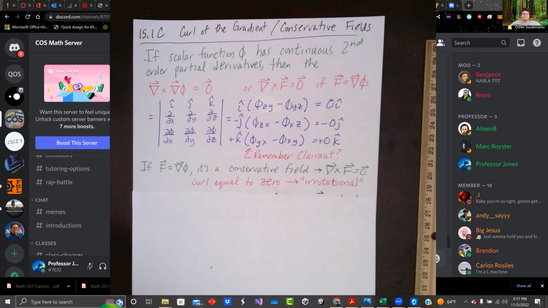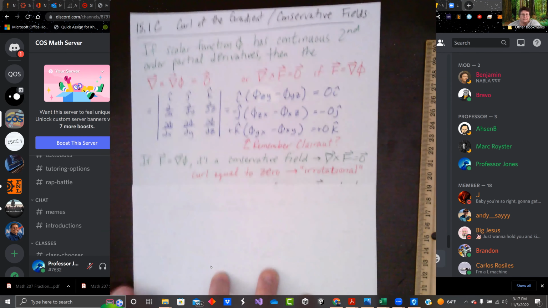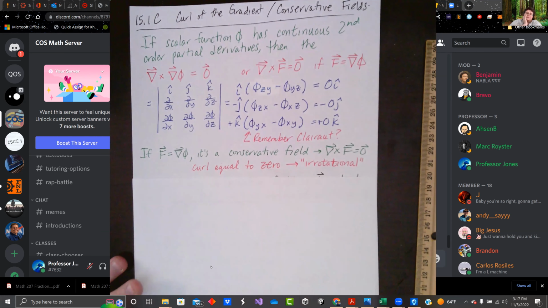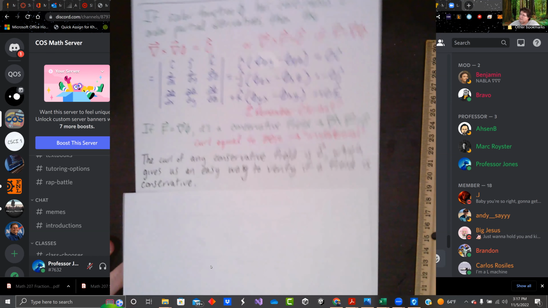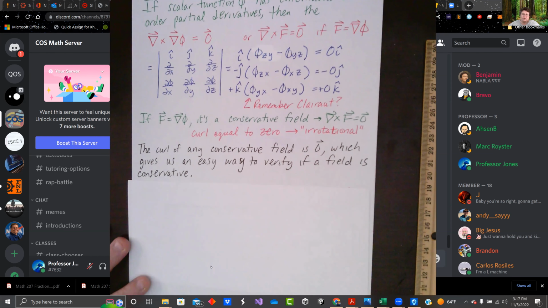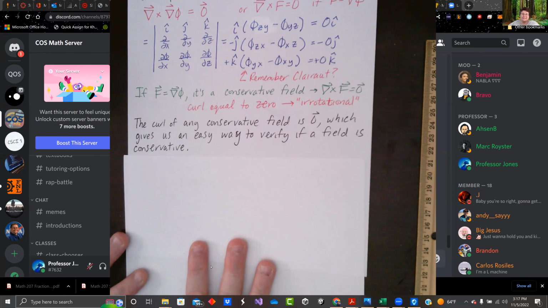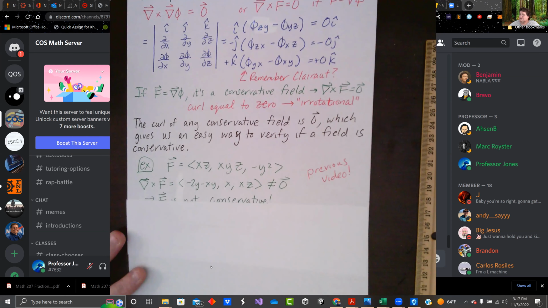So if we've got some vector field F and it's the gradient of some scalar field, it's called a conservative field if the curl equals 0. Curl equaling 0 means it's not rotating there. It's irrotational is the terminology for it. And the fact that the curl of any conservative vector field is 0 gives us an easy way to verify if a field is conservative. We will like conservative fields later on, you'll see.